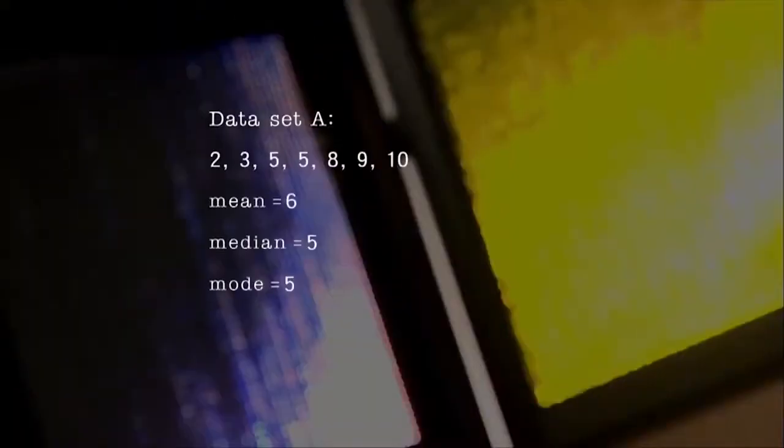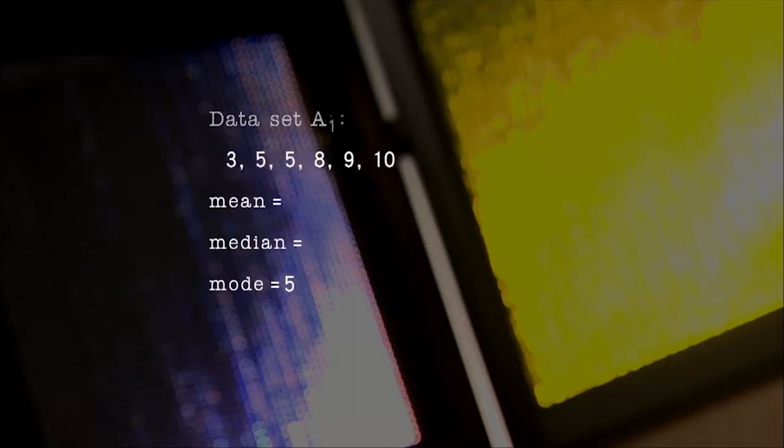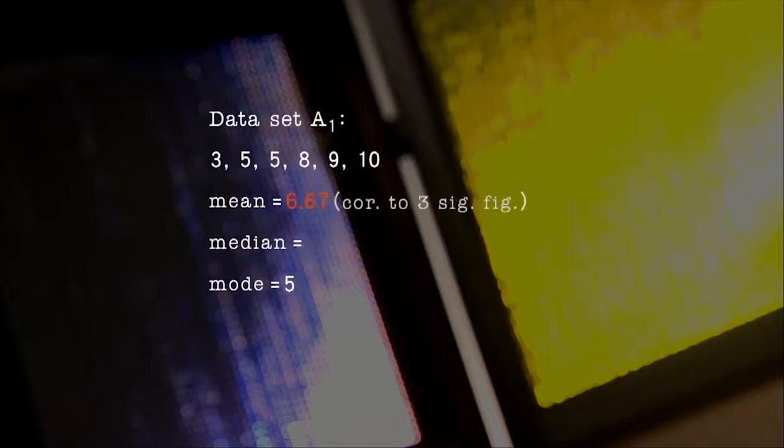The mean of this dataset is 6. If 2 is deleted, there are only 6 items left in the set of data. 2 is smaller than the mean. The new mean is 6.67. The new median is 6.5, and the new mode is 5.